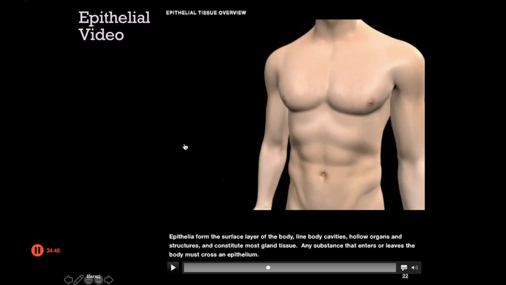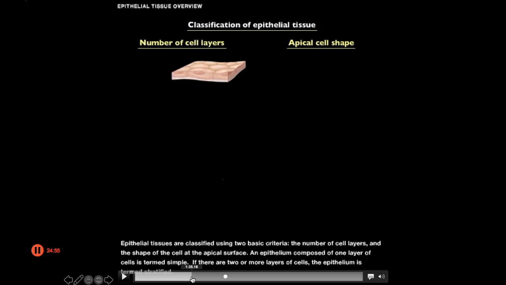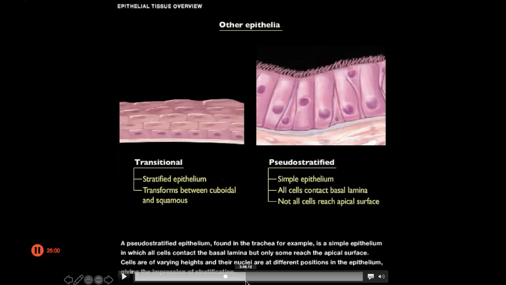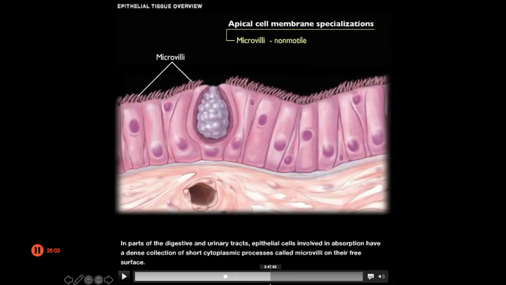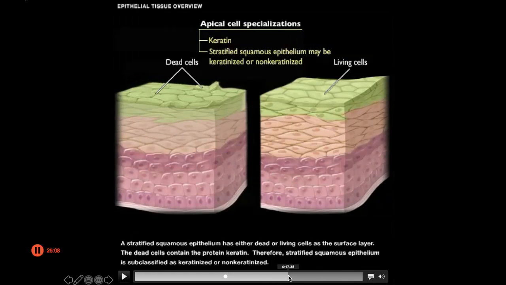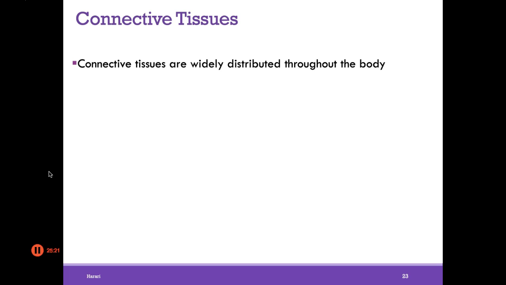So here's a little video that's included in the ebook that I'd like you to review. This just talks about a brief overview of all the different classes. So it tells you the functions. So we have transitional, pseudostratified, keratinized versus non. And then this talks about some of these junctions that we'll mention later in the lecture. So that marks the end of our talk on epithelial tissues. Now we can talk about connective tissues.